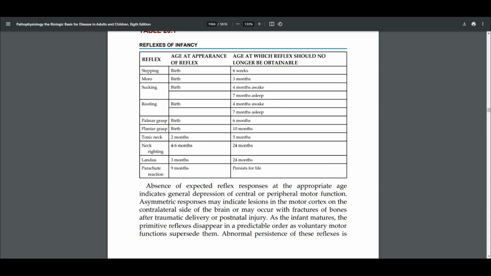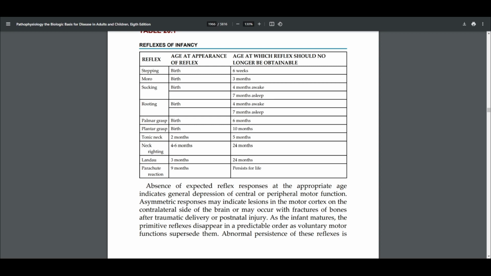The absence of expected reflex responses at the appropriate age indicates general depression of the central or peripheral motor function. Asymmetric responses may indicate lesions in the motor cortex on the contralateral side of the brain, or may occur with fractures of bones after traumatic delivery or postnatal injury.